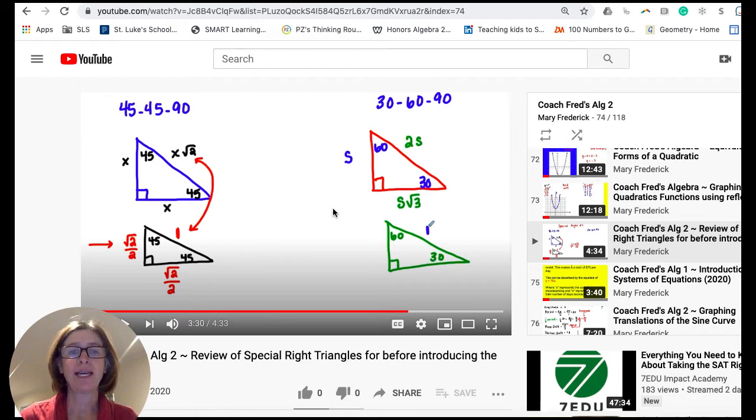Today I'm going to be reviewing the coordinate points on the unit circle. And I would say that if you're not really comfortable with this idea, you should go back to this video on my review of special right triangles before introducing the unit circle, because I go through the specifics when you have a hypotenuse of 1 for these special right triangles, and I'm going to go through it very quickly today.